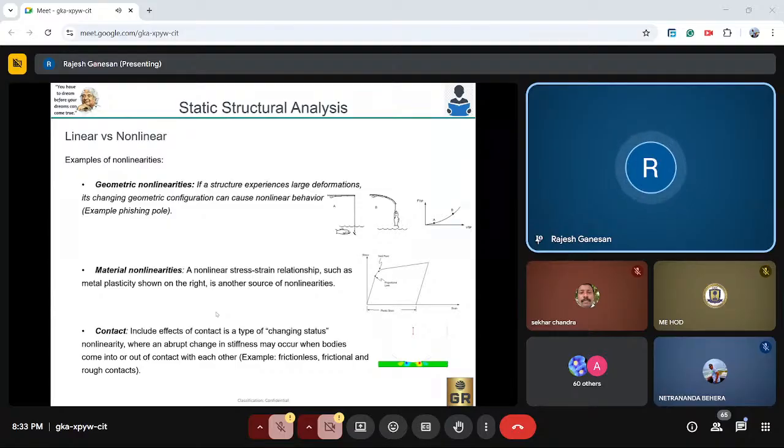And contact, in the sense of including the effect of contact, is a type of changing-status non-linearity where an abrupt change in stiffness may occur when bodies come into or out of contact. Friction, frictionless, or rough contacts.